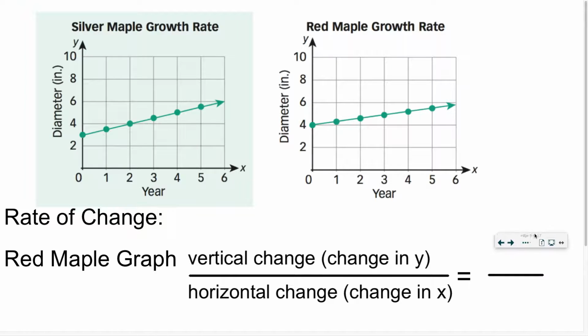So what is the rate of change for our red maple? How much is it growing per year? That's the one we created. We created that graph. What's our rate of change? How much is the one that we created, the table, and then the graph, how much did that grow per year?